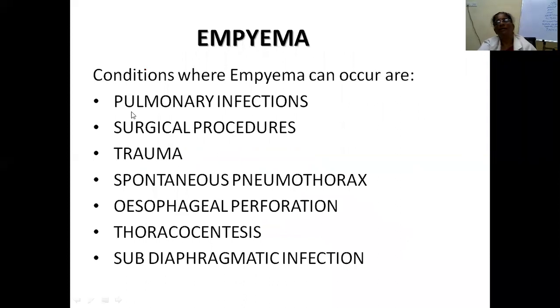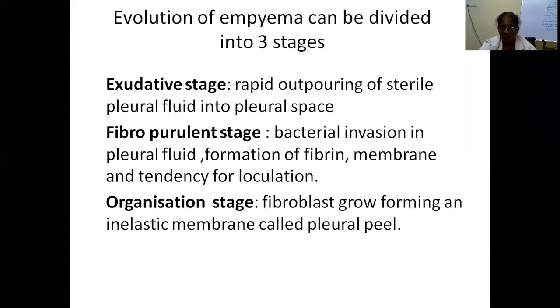Empyema. The conditions where empyema occurs are pulmonary infections, surgical procedures, trauma, spontaneous pneumothorax, esophageal perforation, thoracocentesis, and subdiaphragmatic infections. Evolution of empyema can be divided into three stages.